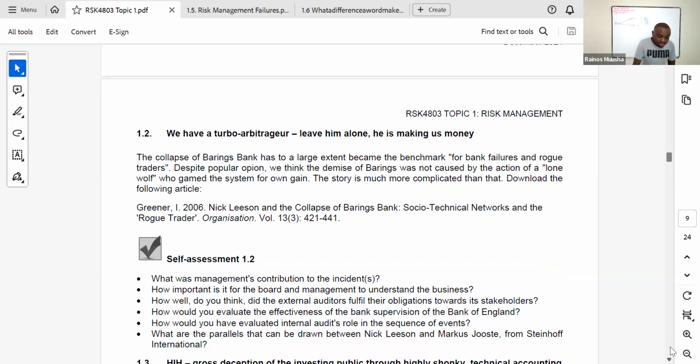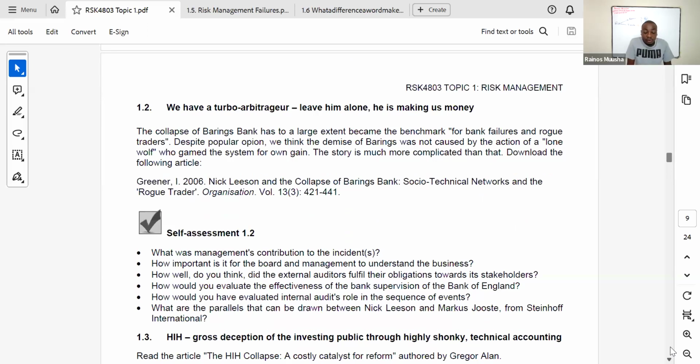Unit 1.2, they also give us another case study of risk management failure. And this is where we look at the case study of Barings Bank, where we look at the individual by the name of Nick Leeson. This particular case study basically highlights scenarios where you see that there was a lot of risk management failures when it comes to this bank, which was this English bank, Barings Bank. And it was a very old bank with a lot of traditional roots.